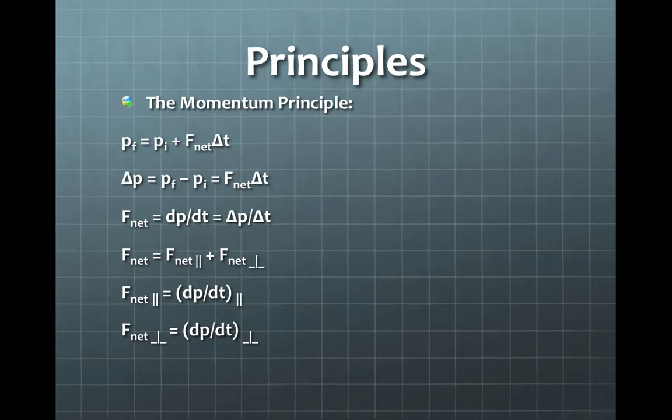Some principles to know are the momentum principle. The momentum principle is the final momentum equals the initial momentum plus F net, which is the net force, times delta t. From that, we can derive that the net force is equal to the change in momentum over the change in time. And from that, we can derive that the net force in the parallel direction is equal to dp dt in the parallel, and the net force in the perpendicular direction is equal to dp dt perpendicular.